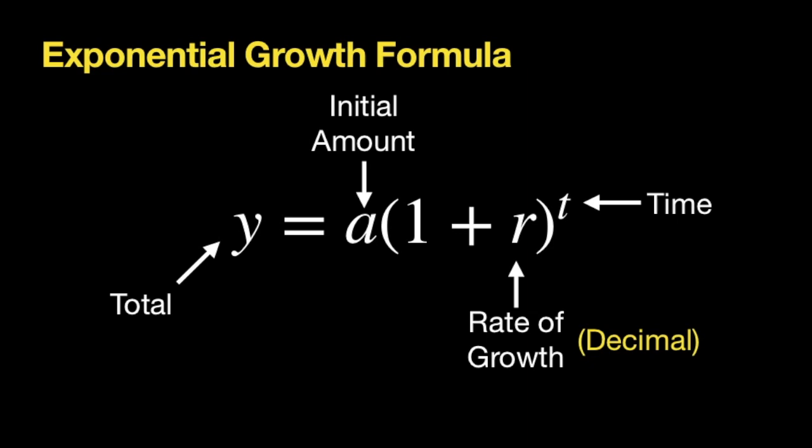Your y is going to be your total amount. Your a is going to be your initial amount. And the rate of growth is going to be a decimal. In the problems, you may get 3%, 4%. So you need to make sure that you are changing that percentage into a decimal. And you also have to be careful with the time. Some problems are going to ask you to do things per month or per year, and you have to make sure that you're plugging in the right number.